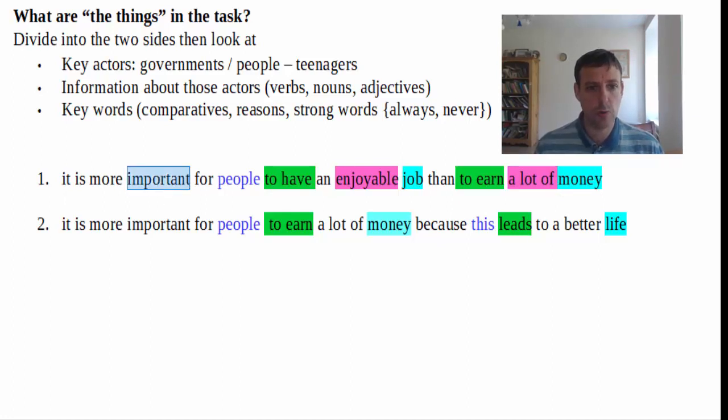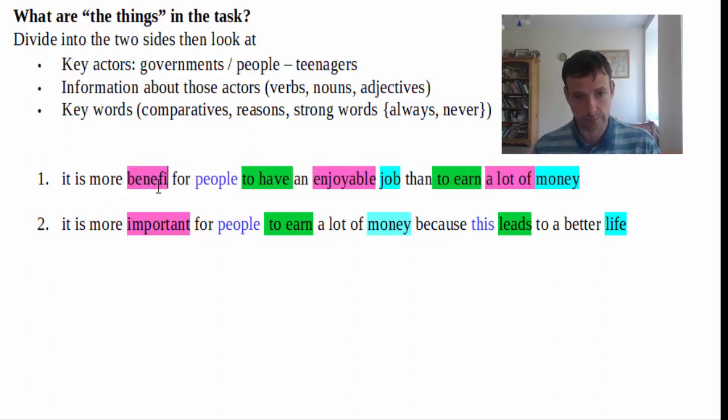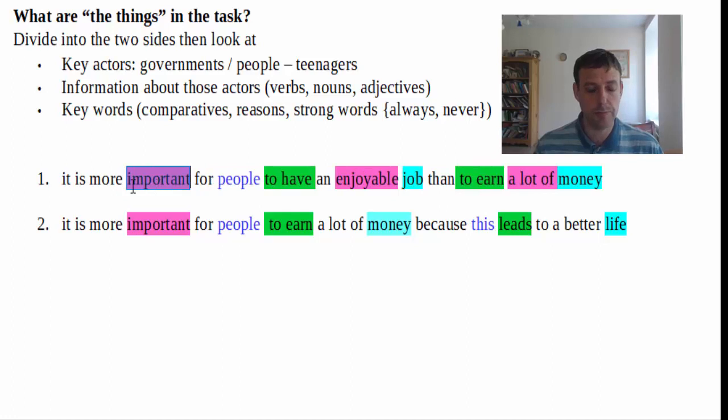The next one here, we've got important, and we've got important. So important is different from, let's say, beneficial. That makes it different, but here we've got important. Okay. Then we've got to look for keywords. We've got comparatives and reasons. So here, ding, ding, ding, you've got a comparative. So you have to compare. And you have to compare that one there. And this one's got that and a lot of money. And then this one here is because.